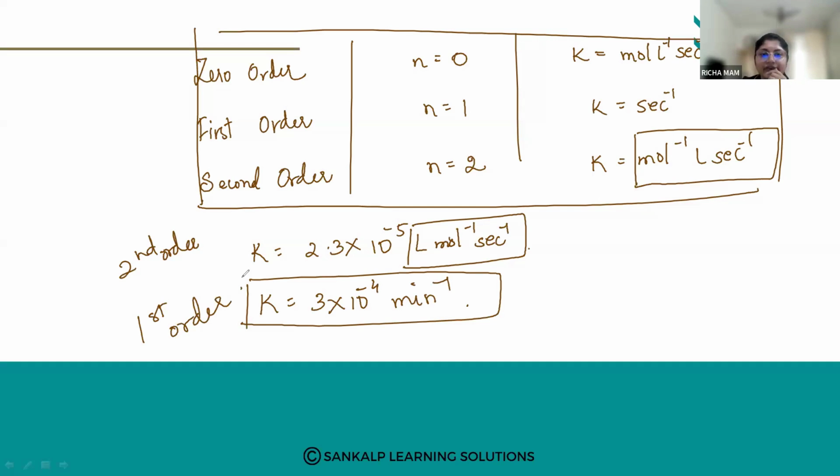So did you understand the factors affecting the rate of reaction? We have discussed the order of reaction, how to calculate the order of reaction, and what the units of the rate constants are. Is it clear? So next is molecularity of reaction. Let us see what molecularity of reaction is.